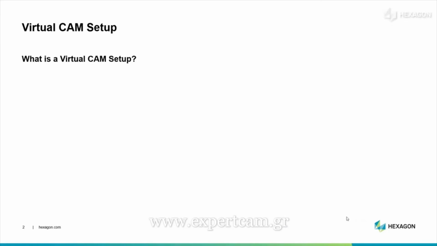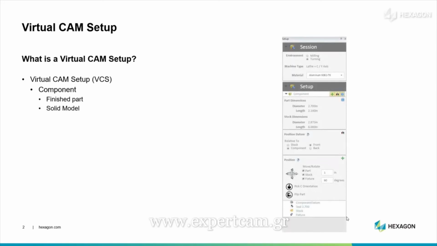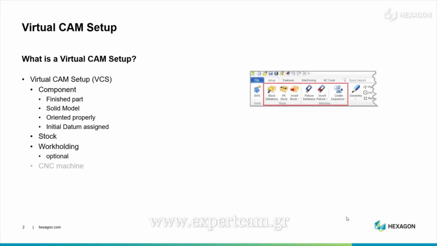So let's look at what goes into the virtual CAM setup. First of all, that includes the component, which is the finished part. In this case, we're talking about solid models, and when a solid model is loaded, EDGECAM offers the setup window. The technology in this window assists with correctly orienting the part and assigning the work datum. That's very easily done, and then we can move on to the commands on the Setup tab to add stock to the part, work holding, which is optional, and connect this to the CNC machine.